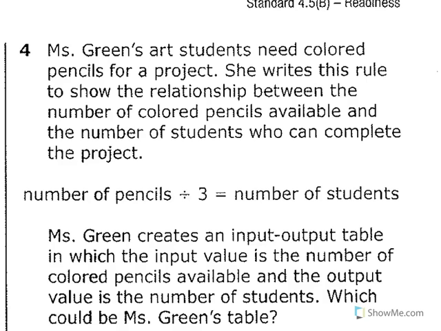Question number 4. Mrs. Green's art students need colored pencils for a project. She writes a rule to show the relationship between the number of colored pencils available and the number of students who can complete the project. Okay, number of pencils divided by 3 equals the number of students. Mrs. Green creates an input-output table in which the input value is the number of colored pencils available and the output value is the number of students. Which could be Mrs. Green's table?